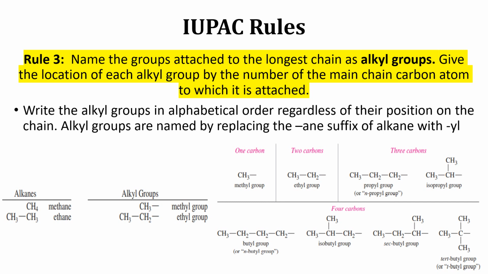Name the substituent group. Rule number 3 is: name the substituent groups attached to the longest chain as alkyl groups. Give the location of each alkyl group by the number of the main chain carbon atom to which it is attached. Alkyl groups are named by replacing the "ane" suffix of the alkane name with "yl". Methane becomes methyl, ethane becomes ethyl, and so on.